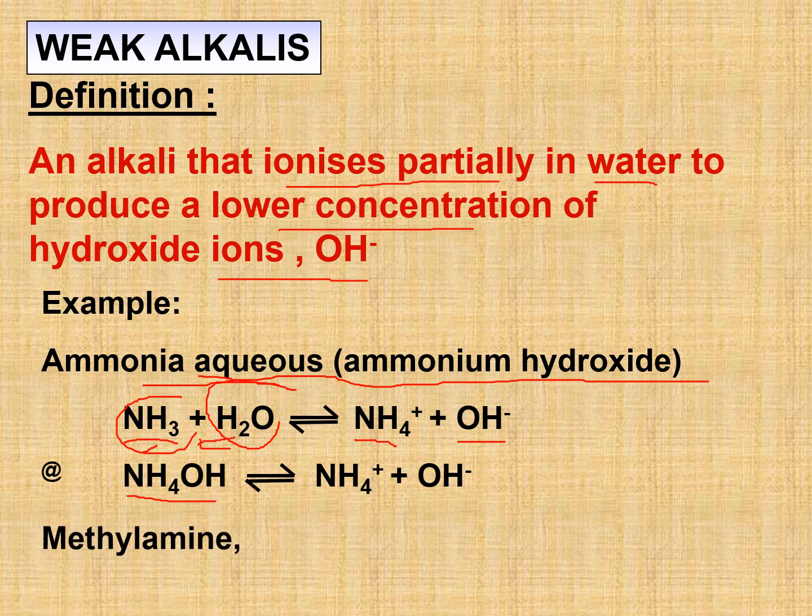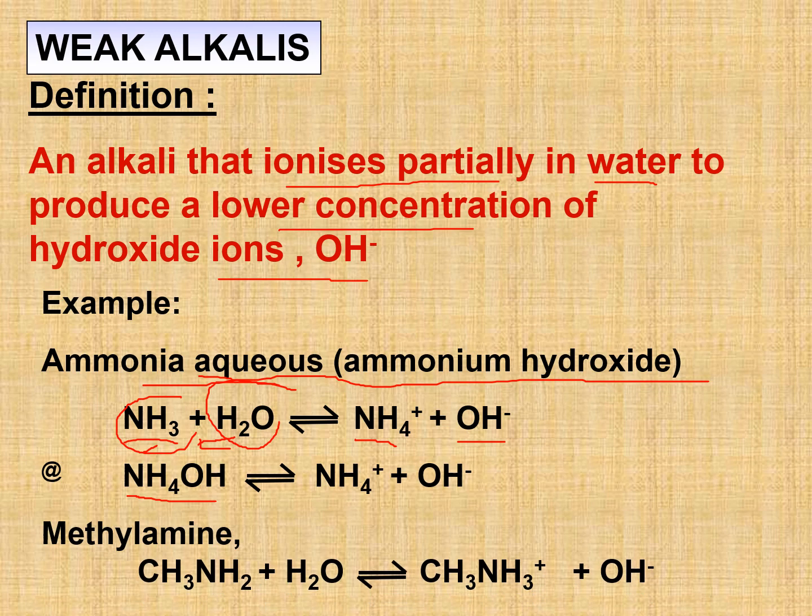Next one, we have methylamine. Methylamine plus water will produce CH3NH3+, which we call methyl ammonium ion, and hydroxide ion. Those are examples of weak alkalis.